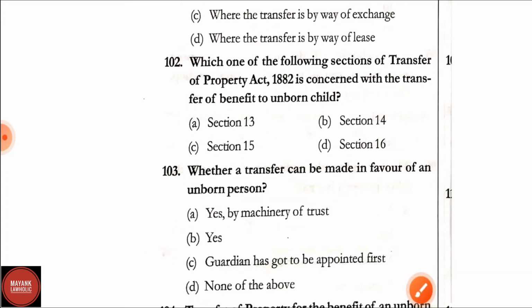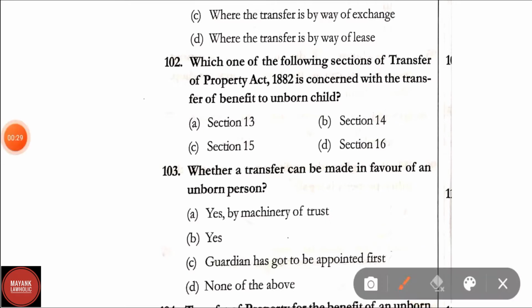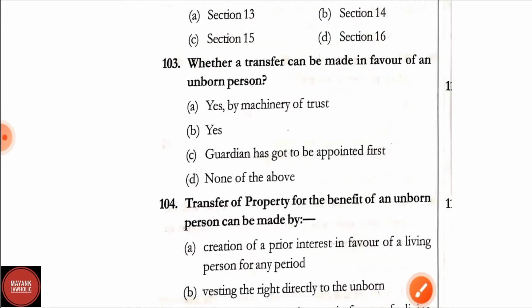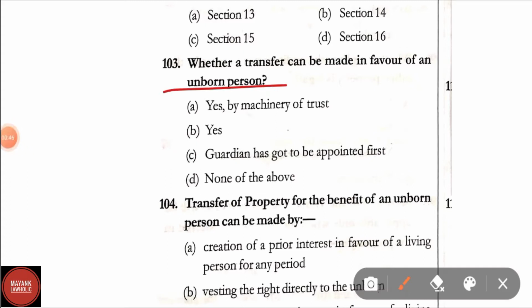Question number 102. Which one of the following sections of the Transfer of Property Act 1882 is concerned with the transfer to the benefit of an unborn child? Options are section 13, section 14, section 15, section 16. Correct answer is section 13. Question number 103. Whether a transfer can be made in favor of an unborn person? Options are: yes, by machinery of trust; yes, guardian has got to be appointed first; none of the above. Correct answer is option A, yes, by the machinery of trust.